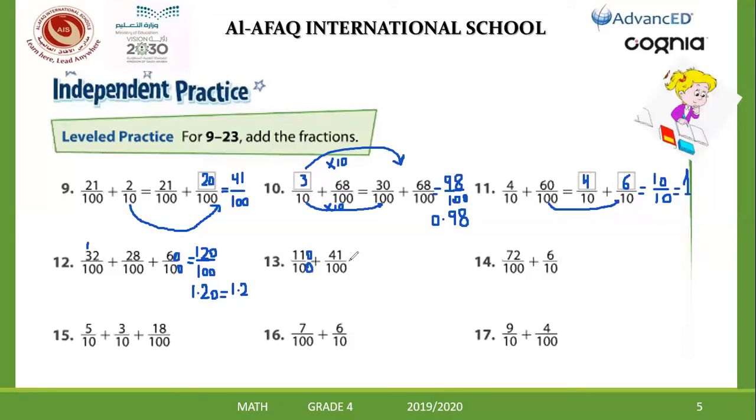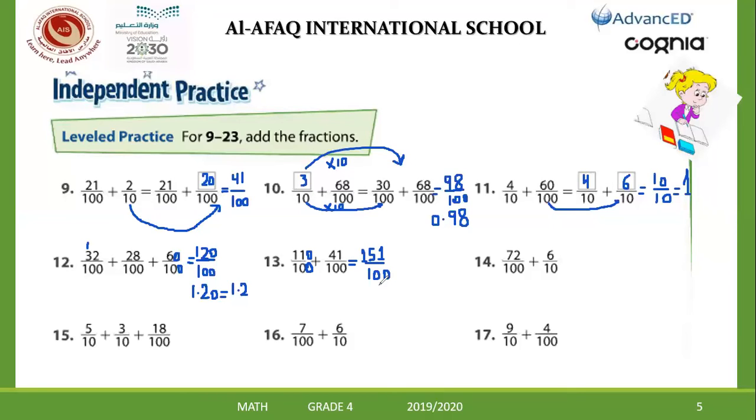Now start adding. We have the same denominators here, so the denominator will be the same. What about here, the numerators? Yeah, we have here to add the numerators together. 0 plus 1 will be 1. 1 plus 4 will be 5. What about here, hundreds? We have 1 in the hundreds.